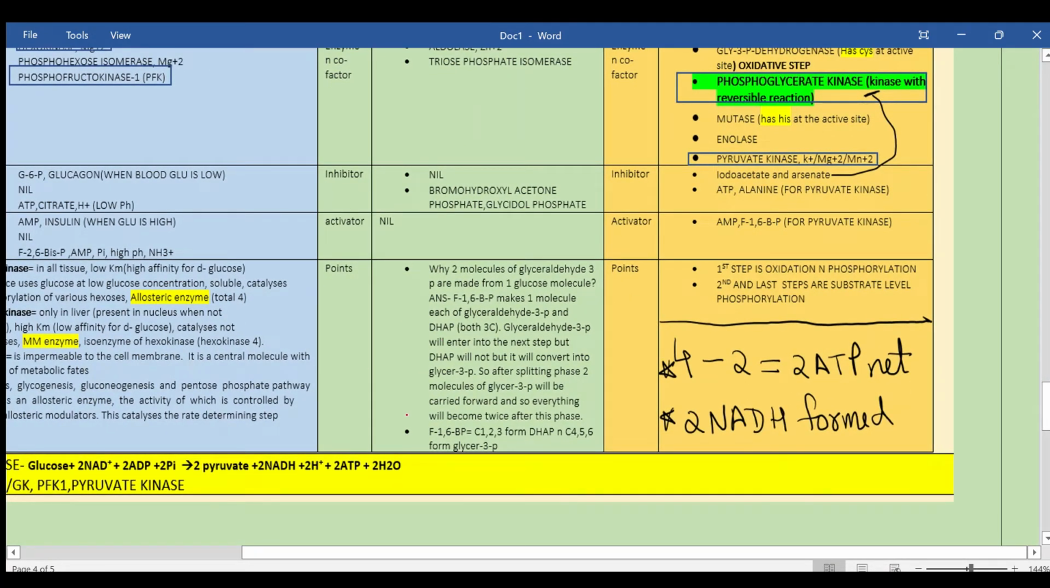And from fructose 1,6-bisphosphate, carbon 1, 2, 3 will form DHAP, and carbon 4, 5, 6 from fructose 1,6-bisphosphate will form glyceraldehyde 3-phosphate.